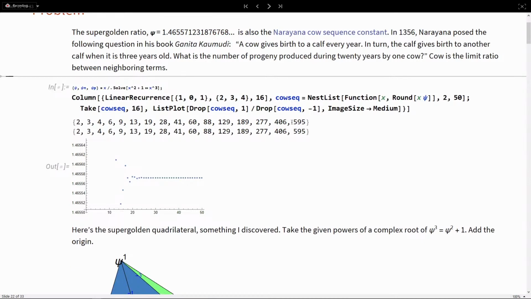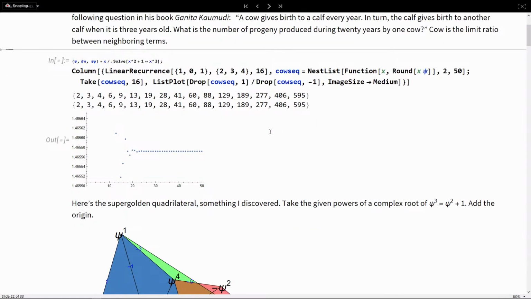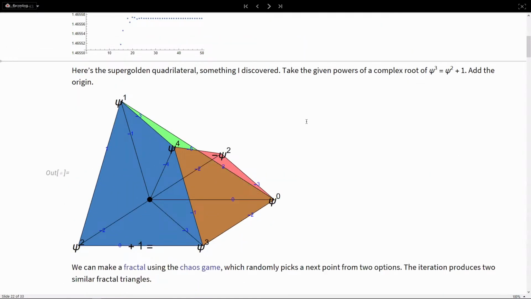And here's how these things progress. And the ratio is equal to the super golden ratio based on x squared plus 1 equals x to the third. So this quadrilateral here is something I discovered. Psi is the constant used for the super golden ratio.